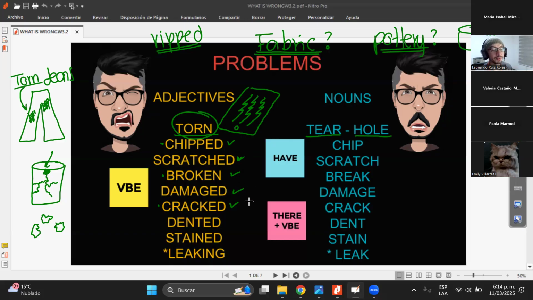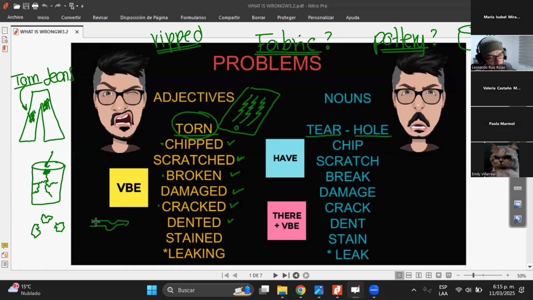Dented, on the other hand, is usually for metallic objects. When you hit them or crush them with something and it changes the form, you modify the shape, then it gets dented, right? For example, if I have a bicycle and I fell down, it's probably going to get dented, no? So it's probably something like this, no?